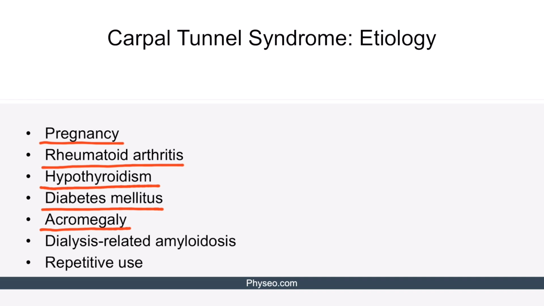Acromegaly enlarges the carpal bones, which can then damage the median nerve. Dialysis-related amyloidosis causes accumulation of beta-2 microglobulin in the carpal tunnel. This will compress the median nerve. Finally, carpal tunnel syndrome may also be caused by repetitive use of the hand.